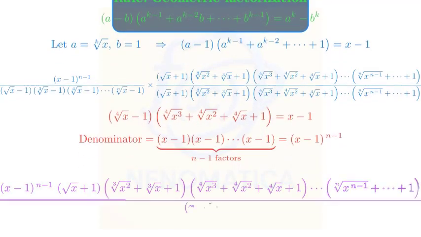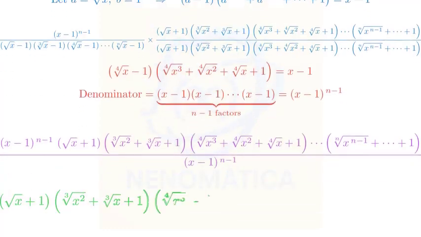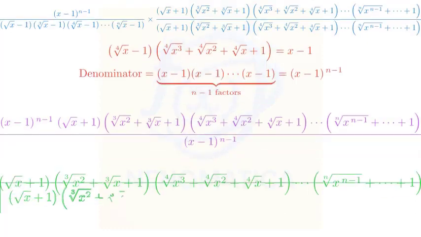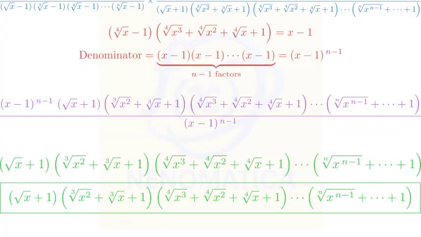Now cancel the common factor, x minus 1 to the n minus 1. The result is beautifully simple. Therefore, the simplified value of the original expression equals the product shown in green. Read it as square root of x plus 1 times cube root of x squared plus cube root of x plus 1 times fourth root of x cubed plus fourth root of x squared plus fourth root of x plus 1, and so on up to the nth root factor.